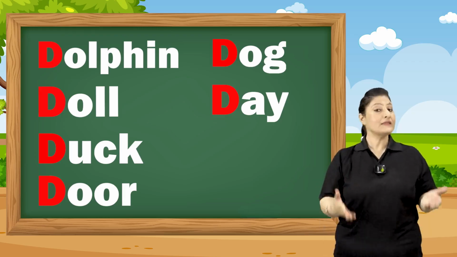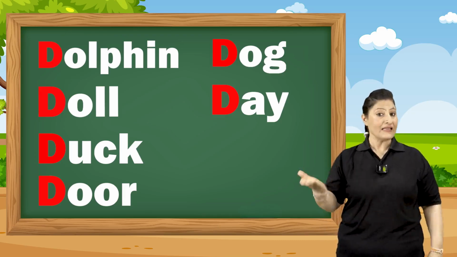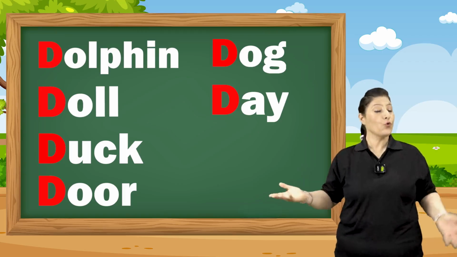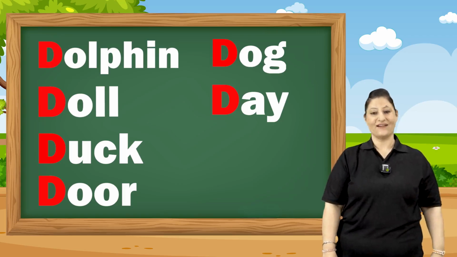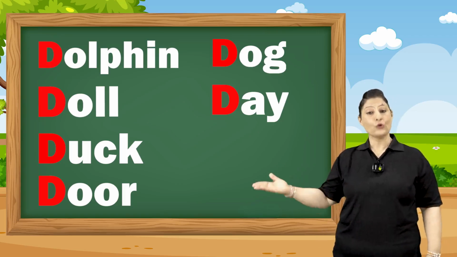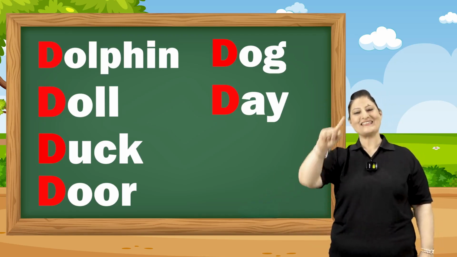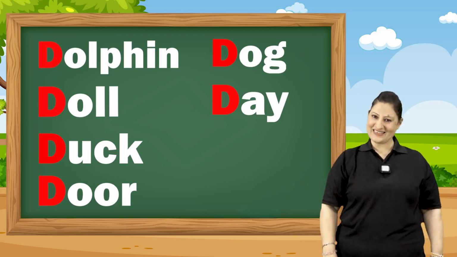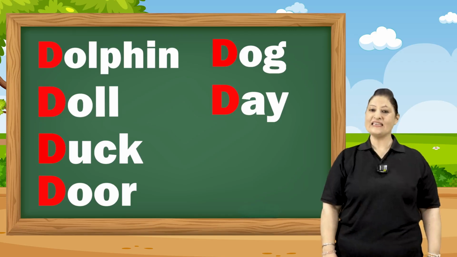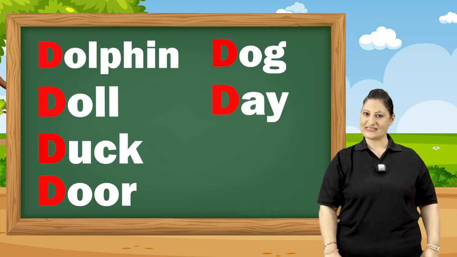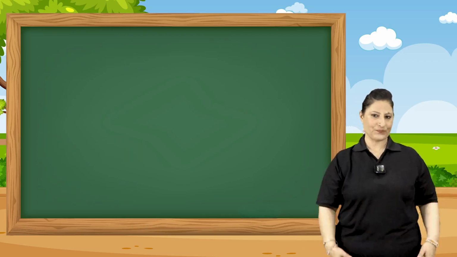In this word door, what sound is coming? D. It is coming D. So that means door is starting with letter D. D says D.